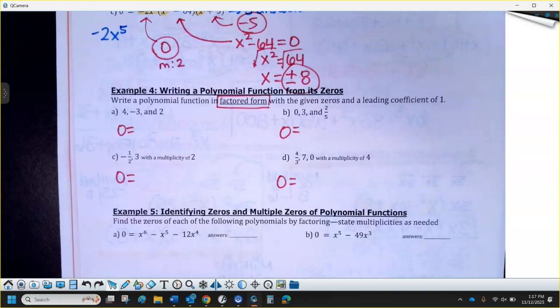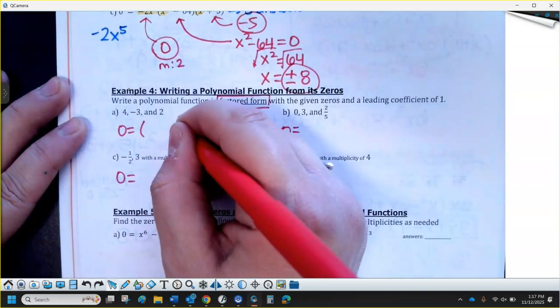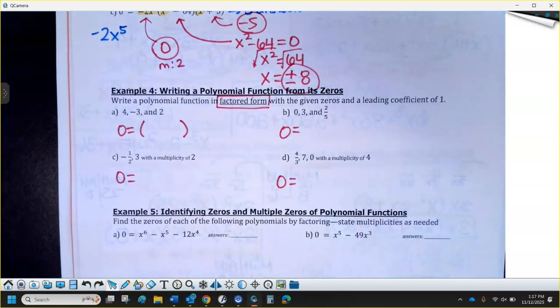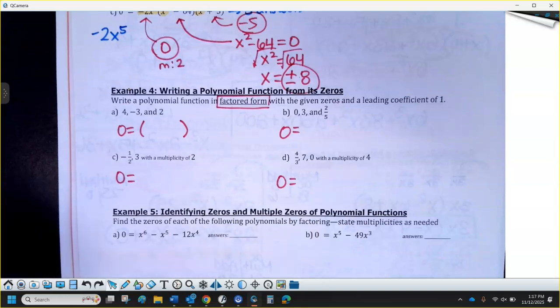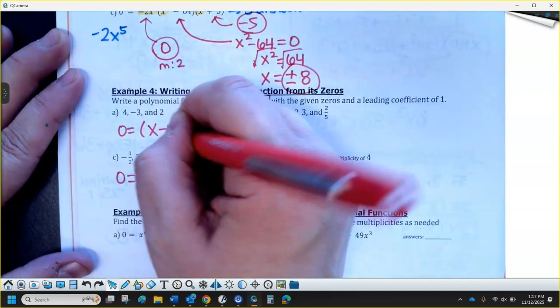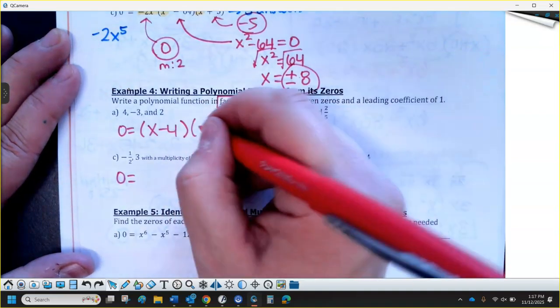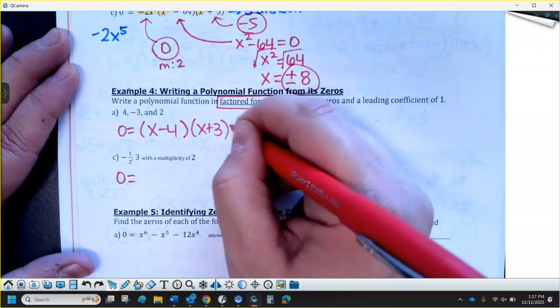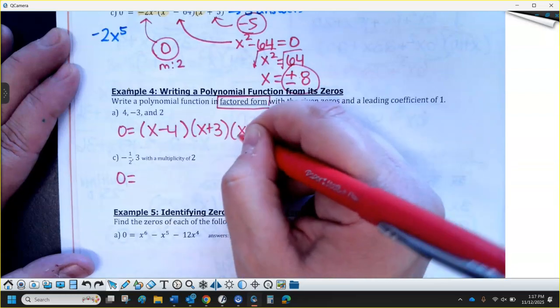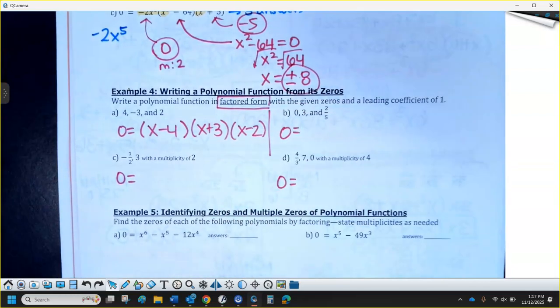If I have 4 as an answer, how would you write that as a factor? Positive 4 is my answer. How would you write that in factored form? x minus 4. What about negative 3? x plus 3. What about 2? x minus 2. Done. That's it. What if 0 is one of your answers?